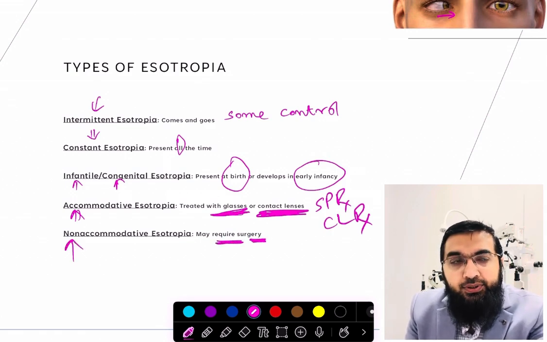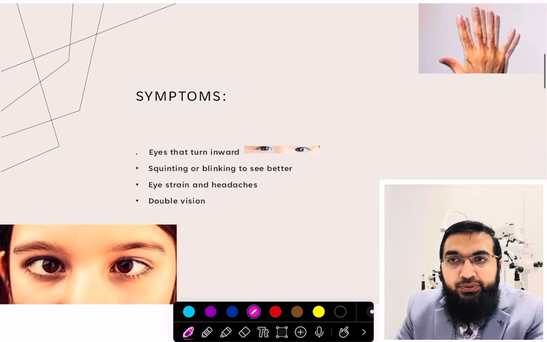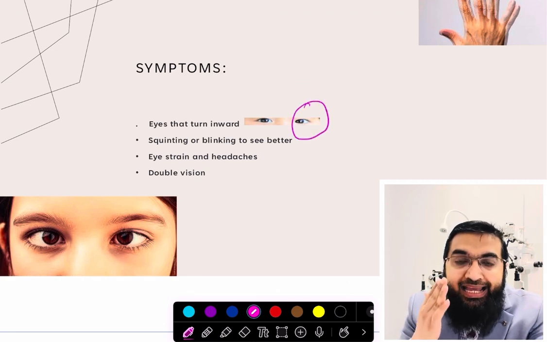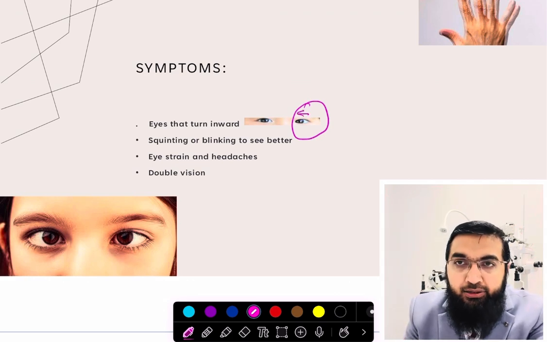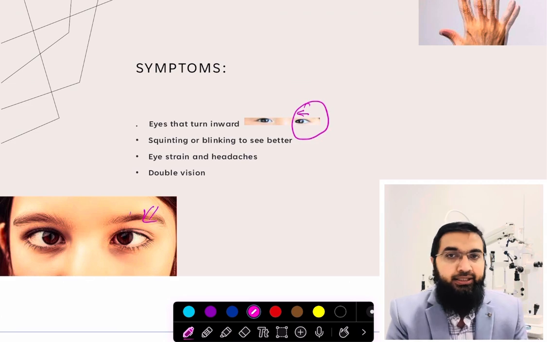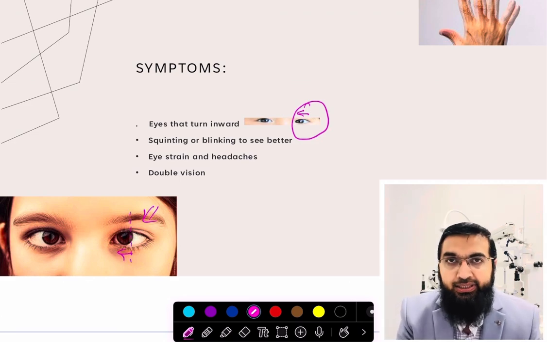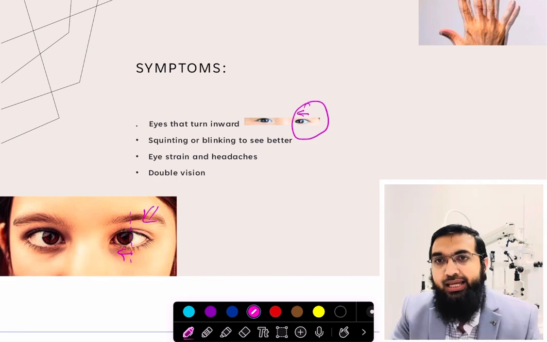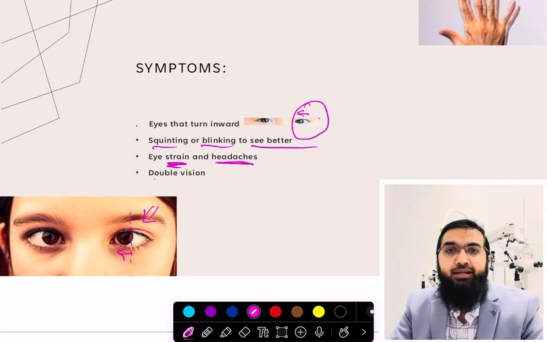Okay, so what are the symptoms? The symptoms are very simple and easy. The patient says, I have an inturned eye. The parents bring their kids to me, they tell me, doc, when he's tired, his eye is turned in. Or the patients tell me that I am squinting and blinking to see better. I have a strain in my eyes. I have double vision in my view. What do I do about that?